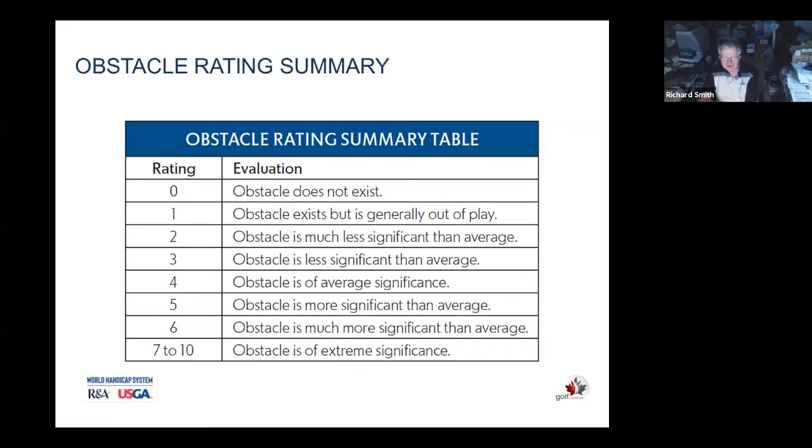Just sort of a summation here. In general, obstacle ratings of about 4 are about of average significance. And so 5 and above, it's more significant than average. That's why for the scratch, we so often say it must be 5 or higher to make sure that it's not just an average one. And then values 3 or less, progressively less significant than the average.